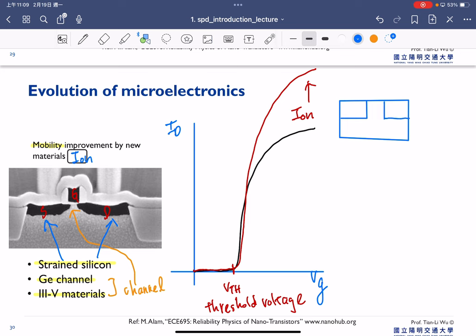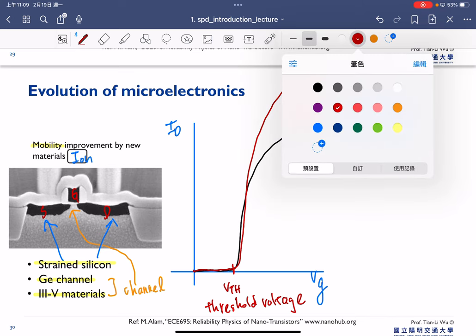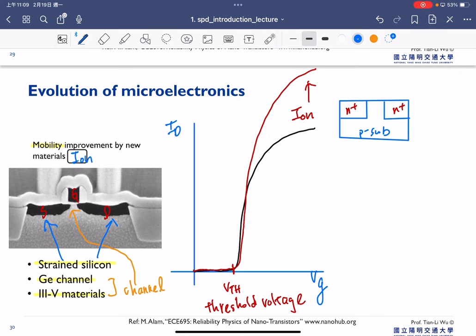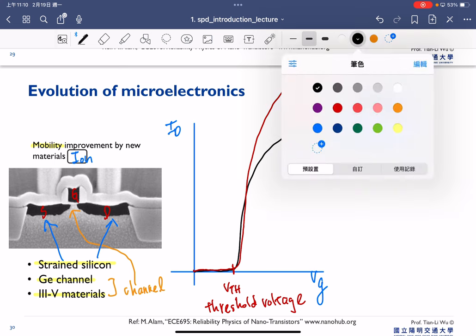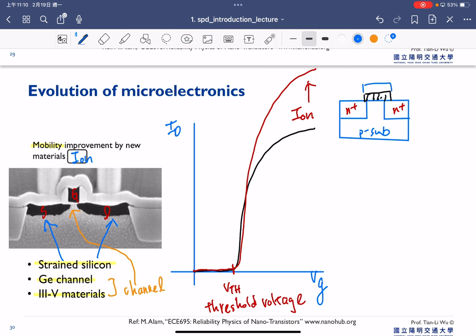so right now, I think this is N plus, this is N plus, and this is a P-type substrate here. And we have the dielectric here. We have a gate metal here. But when we do the scaling, this is our channel.